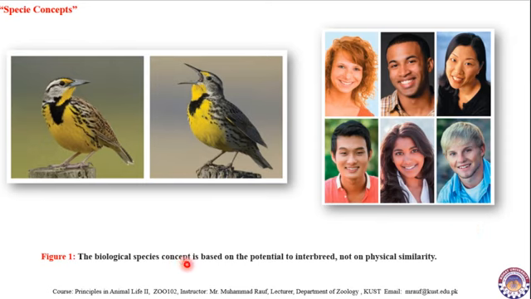Now, the biological species concept is based on the potential to interbreed, not on physical similarities. You can see the group of individuals differing in their phenotypic traits. Look at the eye structure and the hair structure and the skin color that is differing between the members of that particular group, but they are still categorized as belonging to the same species because of the ability to interbreed and produce fertile offspring.